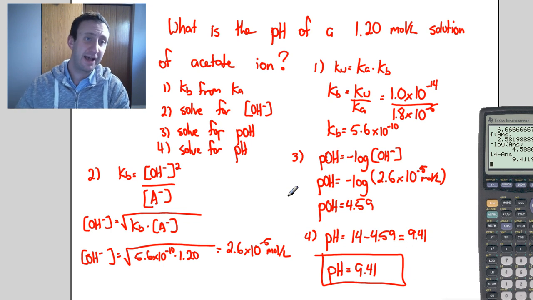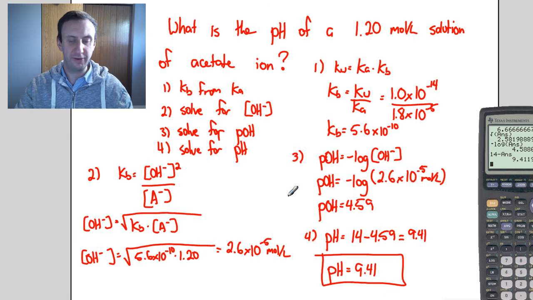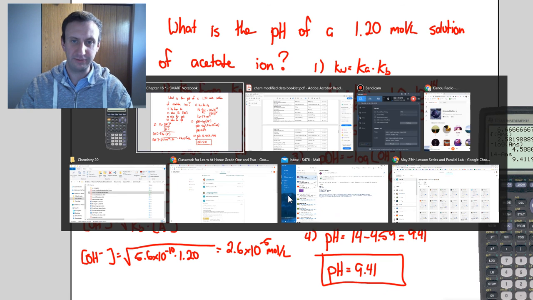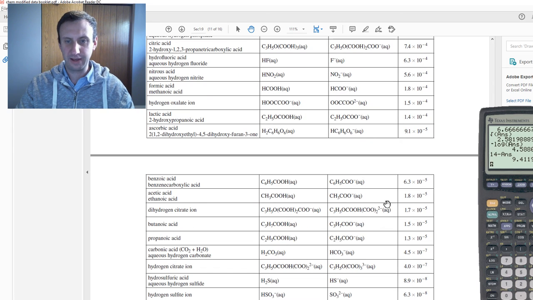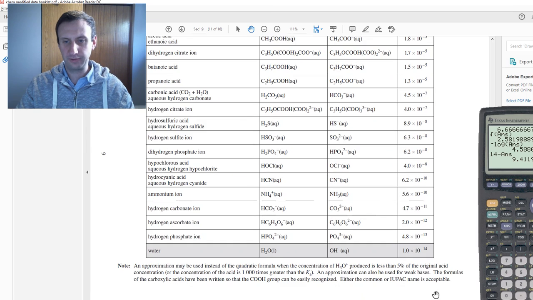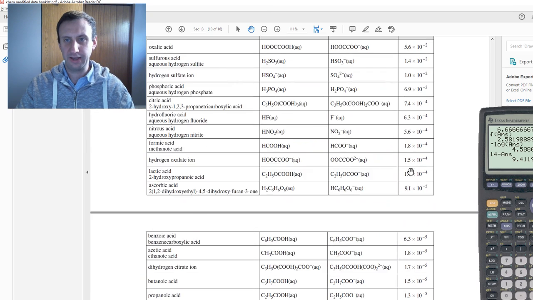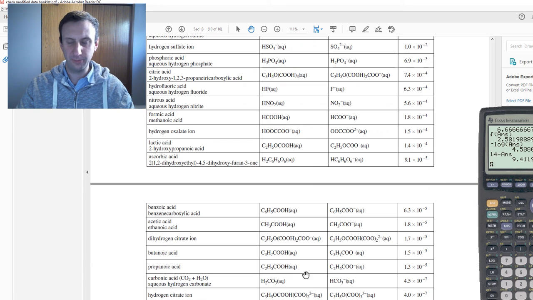Does this make sense? Yeah, it's in the base range. It is basic. It's higher than 7 for a pH. It's not incredibly basic. When I take a look at acetate ion and how good it is as a base in terms of its relative position, it's right here, so it's right in the middle. Here are my strongest bases down here, and here are my worst bases right here. So acetate ion is somewhere in the middle. I think that makes sense in terms of the pH value we get there.